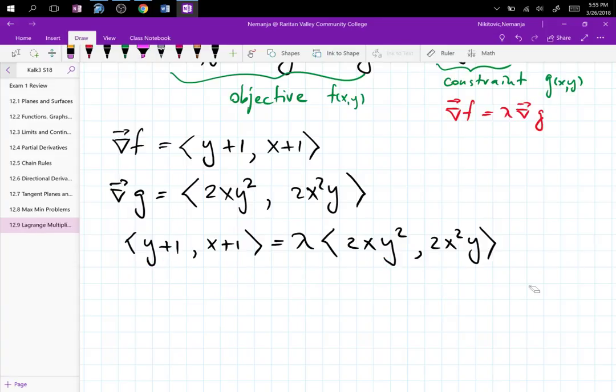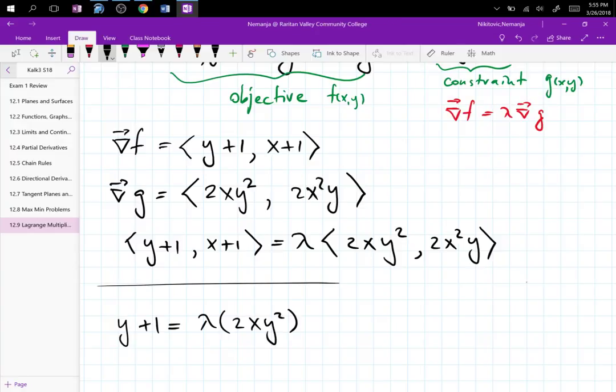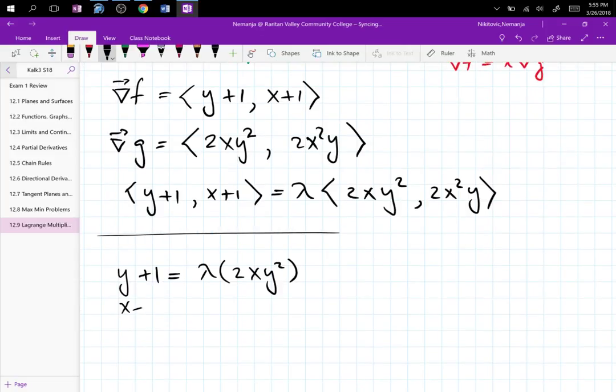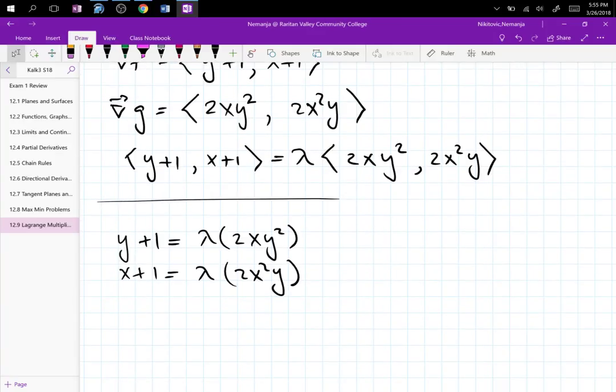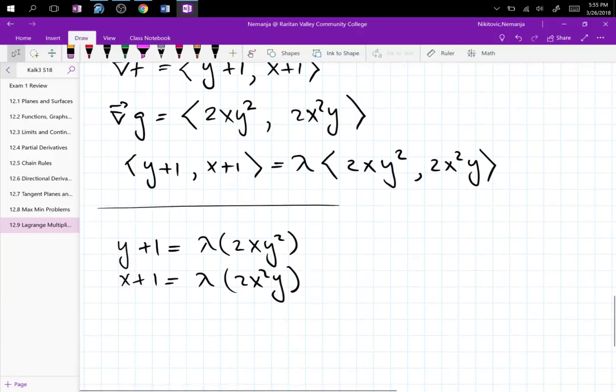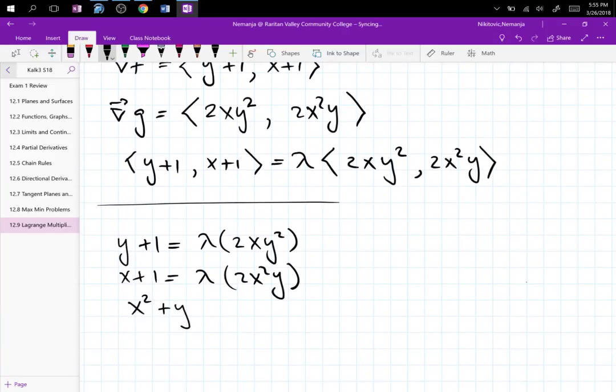So now I'm writing my three equations. The first equation is y plus 1 equals lambda times 2xy squared. The next equation is x plus 1 equals lambda times 2x squared y. And the last equation is the g equation, x squared times y squared equals 4. So these are our three equations.